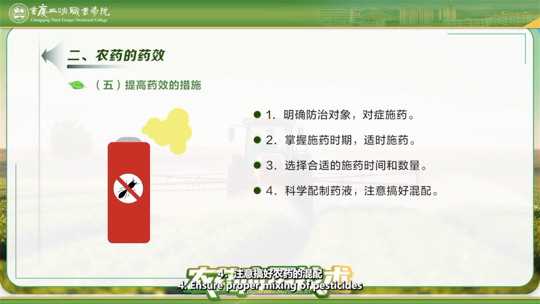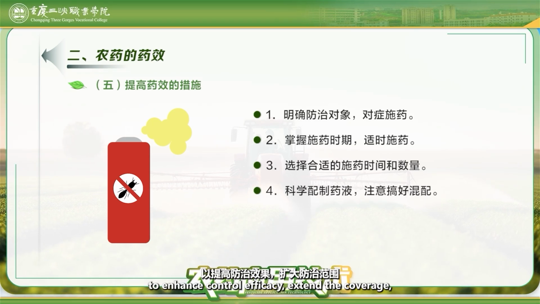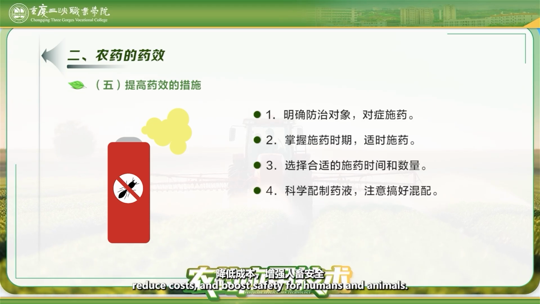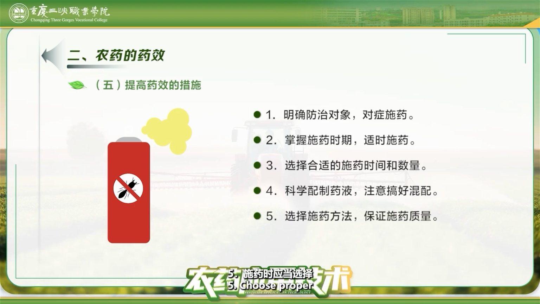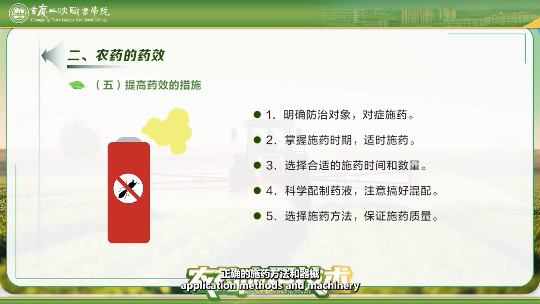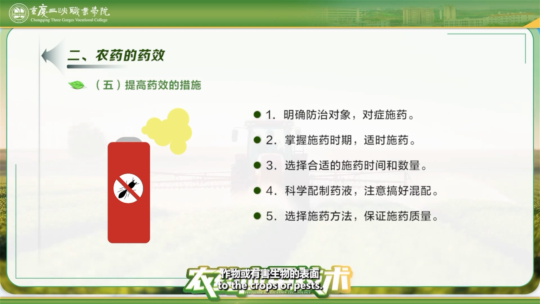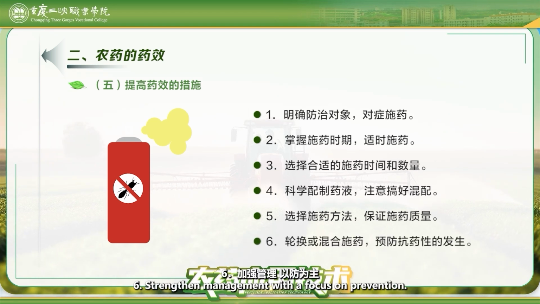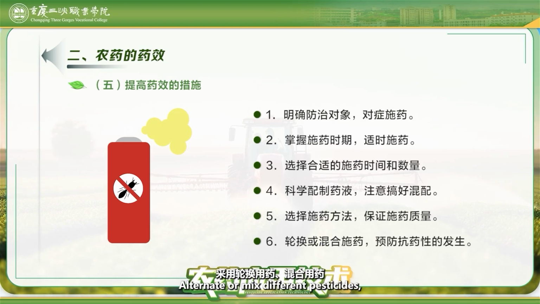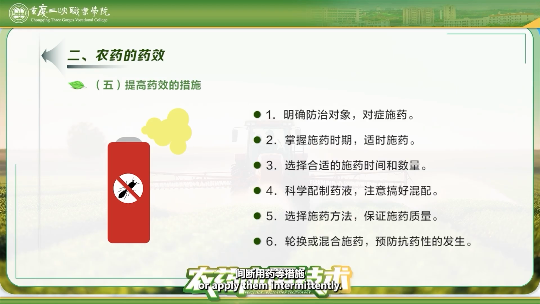4. Ensure proper mixing of pesticides to enhance control efficacy, extend the coverage, reduce costs, and boost safety for humans and animals. 5. Choose proper application methods and machinery to ensure the pesticide is evenly applied to the crops or pests. 6. Strengthen management with a focus on prevention. Alternate or mix different pesticides, or apply them intermittently.